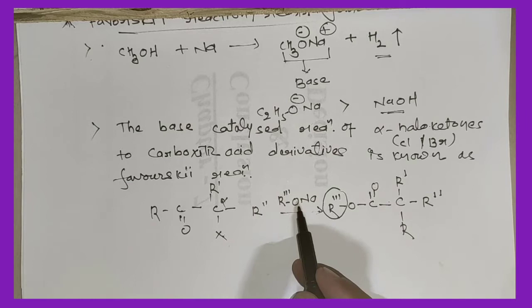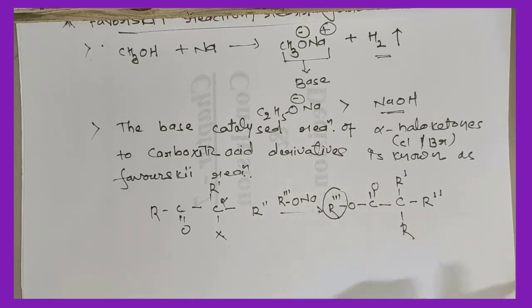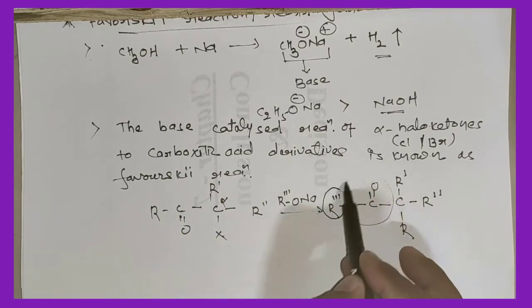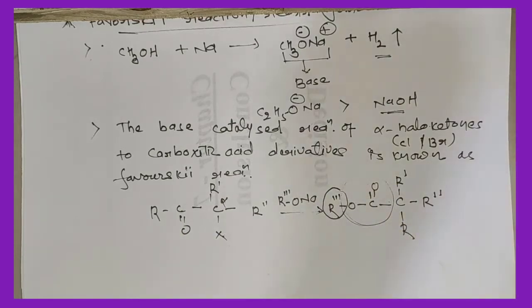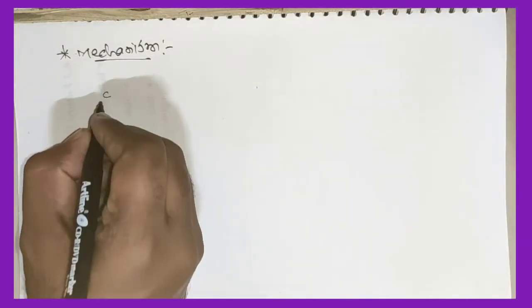You can use sodium methoxide, sodium ethoxide, sodium propoxide, any one, right? Because they act as a base. Clear? So here alpha haloketone is converted to carboxylic acid derivatives. Okay, now we are discussing the mechanism part of the Favorskii reaction. In the mechanism, let me take one simple example.